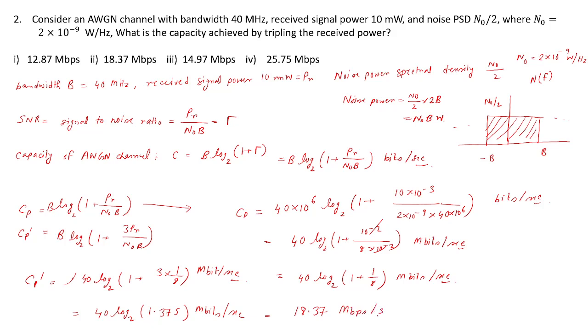Mbps, or you can write Mbps, megabit per second, that is the standard notation. Let me write here Mbps. So the second one is the correct option. So with this we move on to our next question.